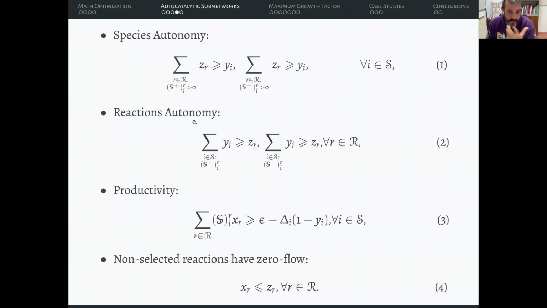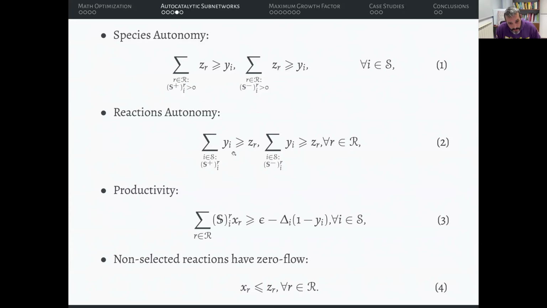For reaction autonomy it is the same, but for each reaction, if the reaction is used in my subnetwork, so the value is 1 for the C variable, then the left-hand side, which is the sum of the y's, must be greater or equal than 1. It means that there is at least one species in the left-hand side or in the right-hand side of the reaction.